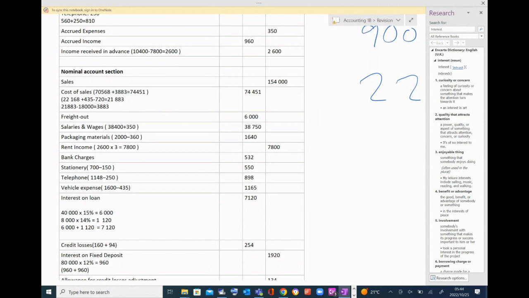So I would suggest that we leave trading inventory alone. That was what I would suggest in correction of this error. But I would amend drawings and I would amend cost of sales. That's my recommendation.